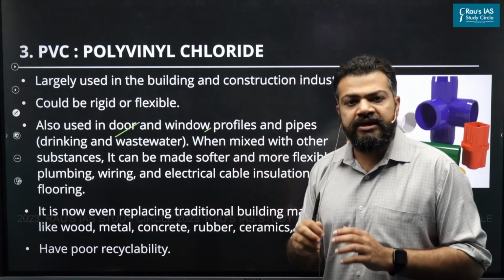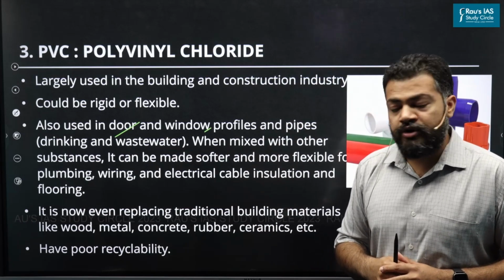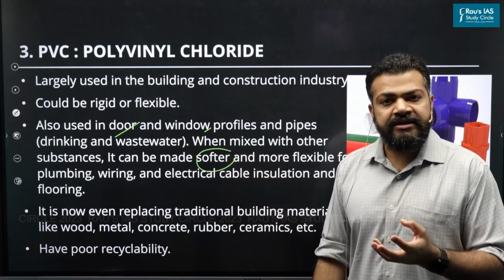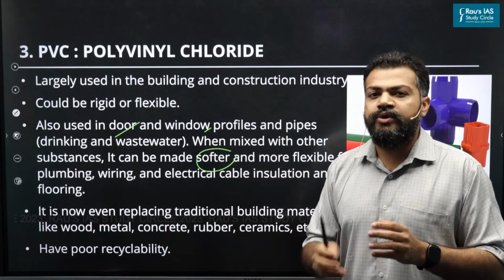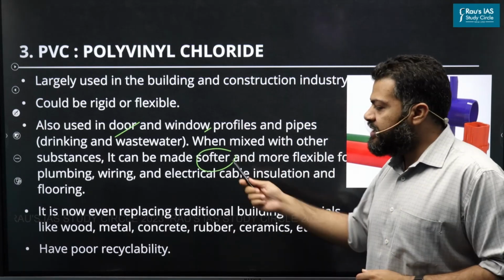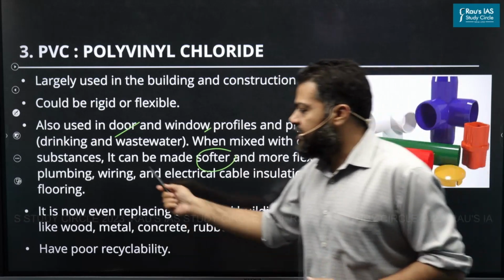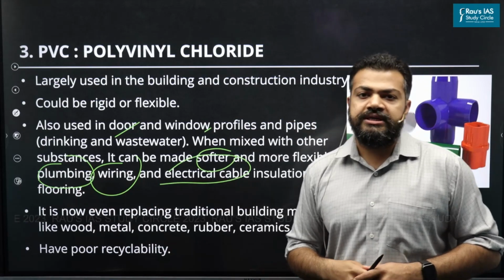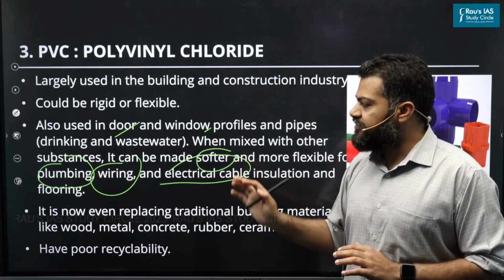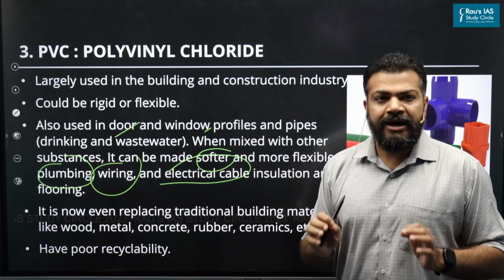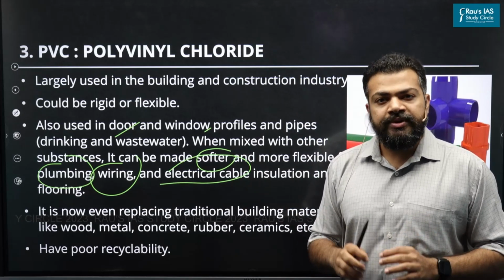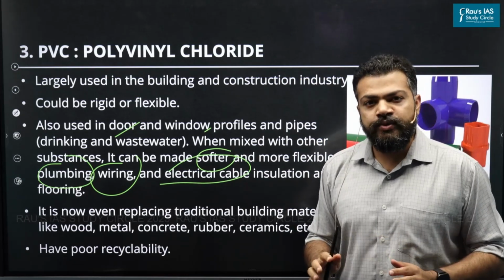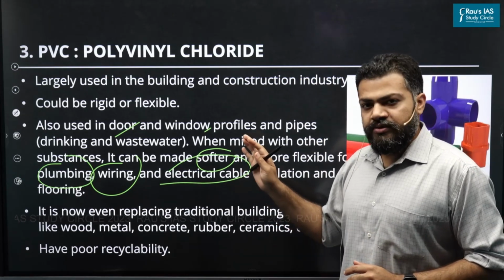You can make drinking water or wastewater pipes out of PVCs, and it can be made softer by adding certain additives. When you make them softer, they can be used for making wires, plumbing equipment, and also electrical cables, insulation and such things. So PVC has very high utility these days, but mind my word, this is a disclaimer for you, PVC has very poor recyclability. Its recyclability is very poor, and this is my honest advice.